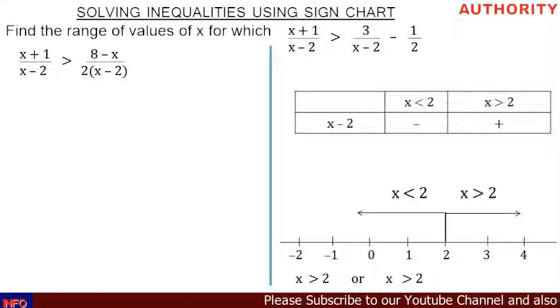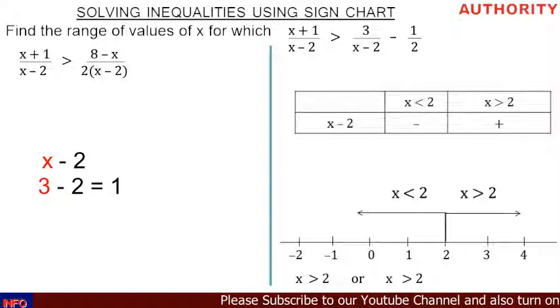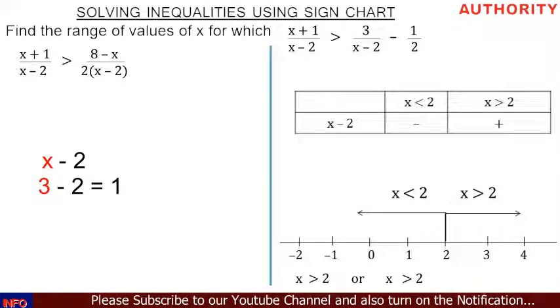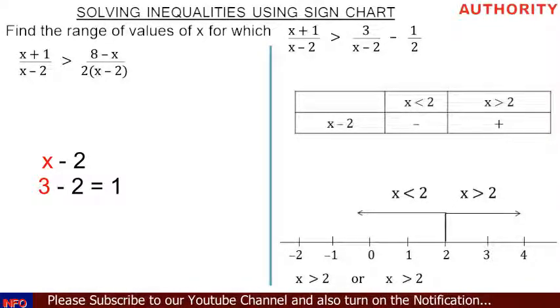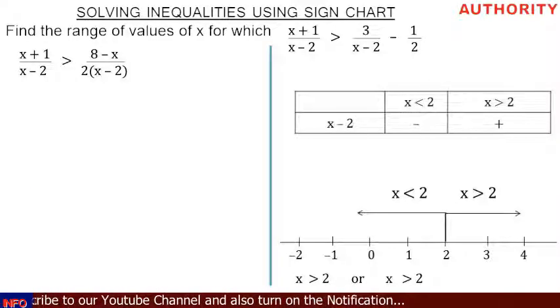So let's place it in our factor. Our factor is x minus 2. When we fix it, we're going to have 3 minus 2. So 3 minus 2 is equal to 1. From this place, we have solved the sign chart, and we have obtained our values. We have plus and then we have minus. So minus is for the range less than 2, and then plus for the range greater than 2.